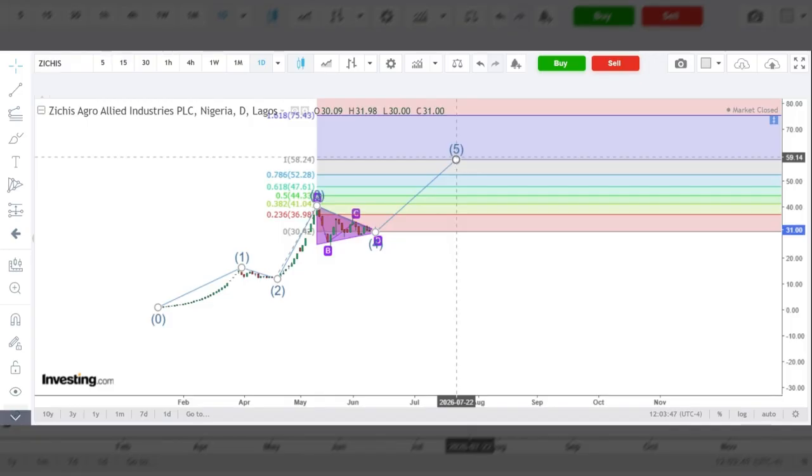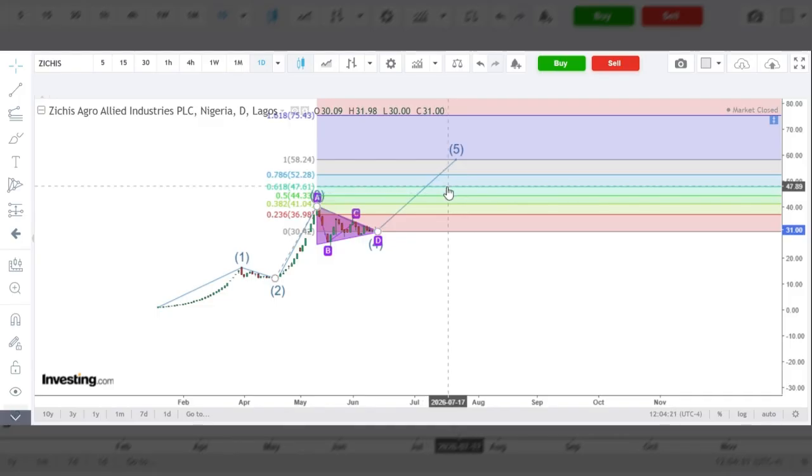So if the market goes like this, one, two, three, four, and then five, based on the fundamental sentiments, I believe that this market will actually stop at 52.24. Okay, 52.24 naira, based on the good fundamentals this stock has. So I believe the market will stop at 52.24. So these are like two taking profit zones.